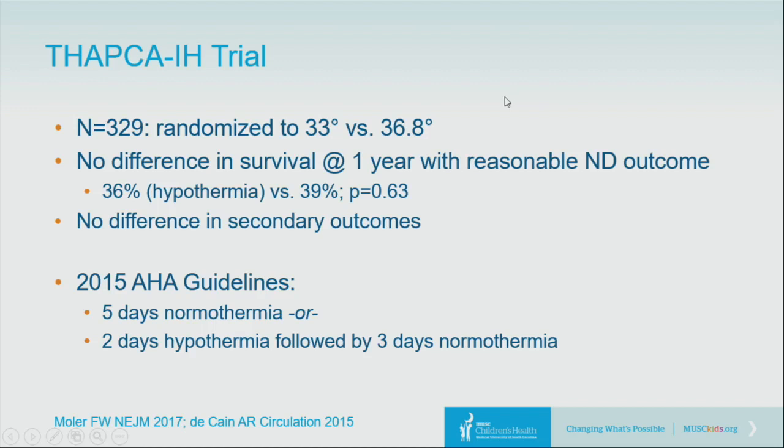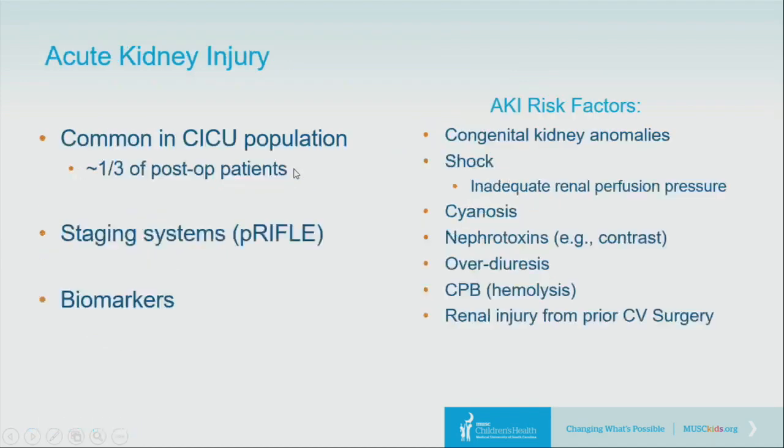So the current AHA guidelines, which were published in 2015, recommend either 5 days of normothermia or 2 days of hypothermia followed by 3 days of normothermia for children who experience a cardiac arrest. I'm not sure if those guidelines will be revised based on these trial data or not, but right now I think the most important thing is to avoid the development of fever early after cardiac arrest in order to optimize CNS outcomes.